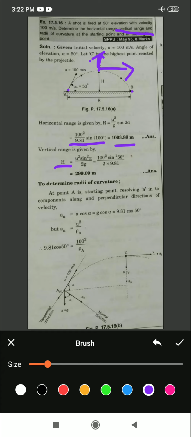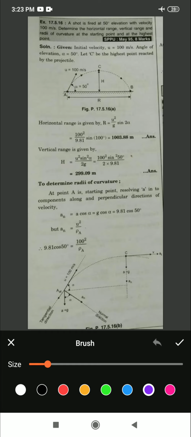Using the formula vertical range, h max is equal to u square sine square alpha upon 2g. Substituting the values in this equation, we get 100 square sine square 50 upon 2 into 9.81. The value of h from this equation is 299.09 meter. In this manner, we can find out the horizontal range and vertical range in the question.